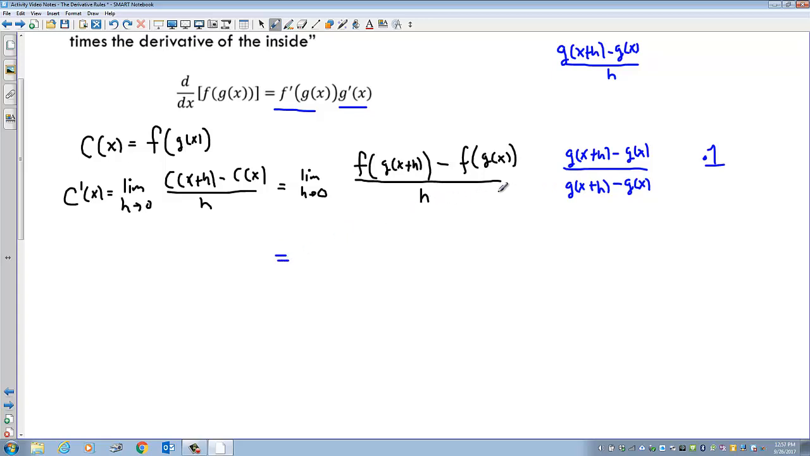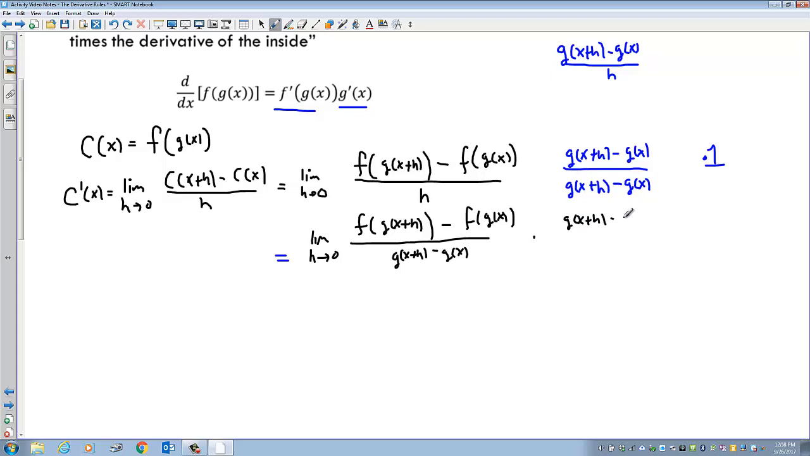And then I can move things around because I can put this h over here and this g of x plus h underneath here. So this is really the limit as h goes to 0 of f of g of x plus h, this top part is going to stay the same, minus f of g of x. And then I'm going to move this g of x plus h minus g of x right down here. So g of x plus h minus g of x. And then I'm just going to move that h over here. So times g of x plus h minus g of x, all divided by h.